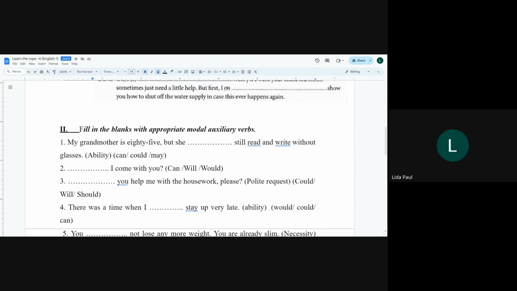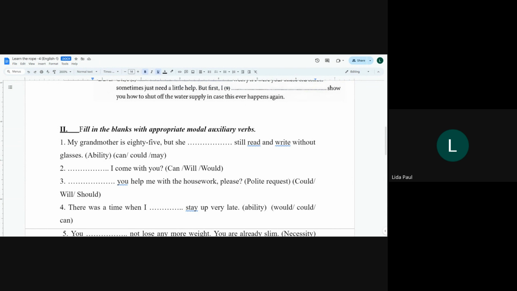Third one: dash you help me with the housework, please? Polite request. Could, will, should. Could you. Could you help me with the housework, please? In this case, we're using it to show request, and because it is a polite request, you're using could. You could also say, can you help? But it would be just a plain request, not a polite request. Make it a polite request, you use could you help me with the housework.